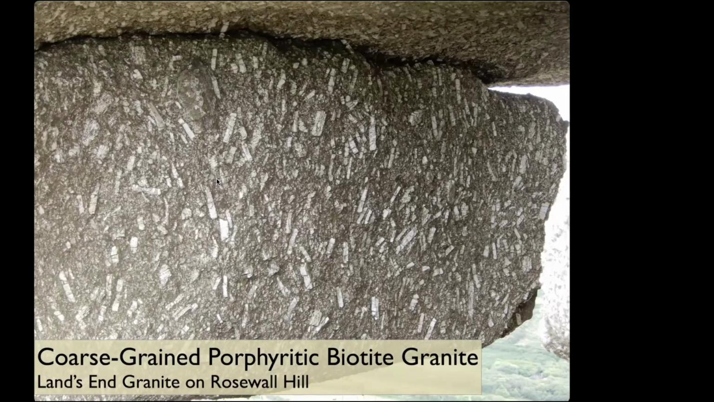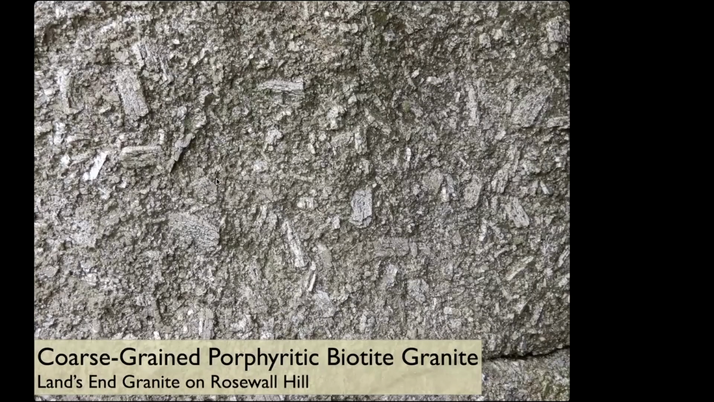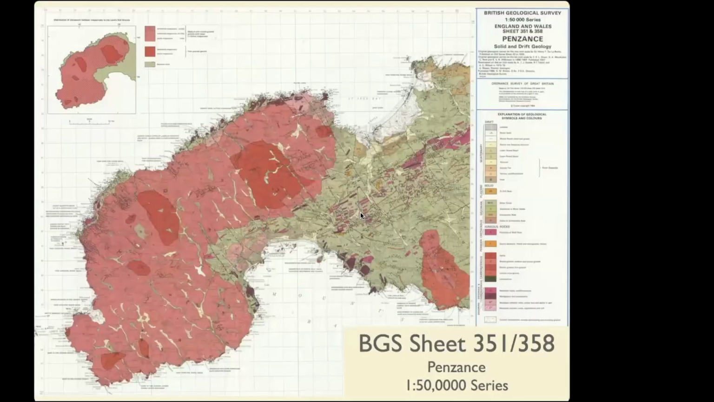So nice, presumably flow indicators. And if you look at it on the other side, then this is what you see. Lots of these, they're platy feldspar crystals, K-feldspar. Just really rather lovely. And the background material is very coarse as well. So that's the standard sort of Land's End granite.